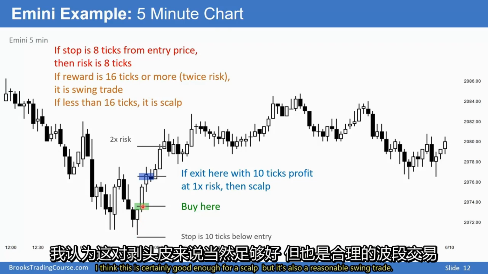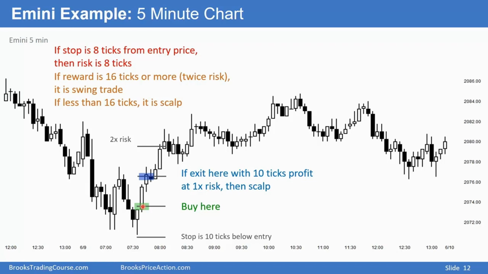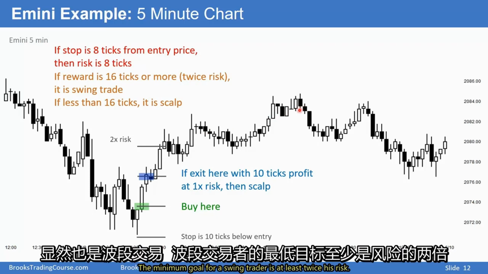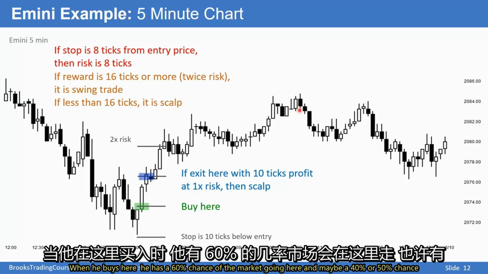I think this is certainly good enough for a scalp, but it's also a reasonable swing trade. If he exits here, 2 times his risk, I would call it a swing trade. And obviously, if he exited below here or below here, that would also be a swing trade. The minimum goal for a swing trader is at least twice his risk.